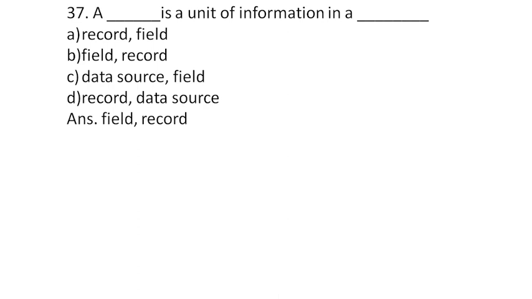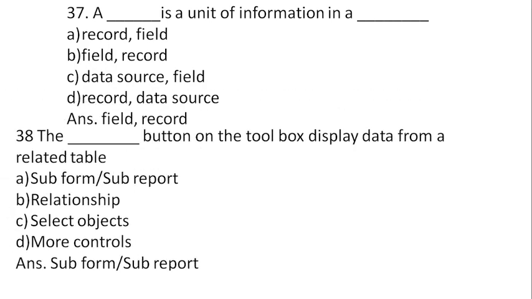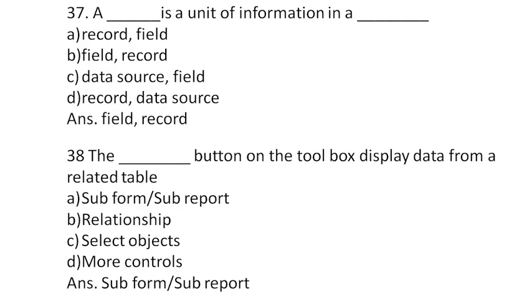প্রথম ব্ল্যাঙ্কসে আনসারটা হলো field এবং তার পরের ব্ল্যাঙ্কসে আনসারটা হলো record. Next, the dash button on the toolbox display data from a related table. Answer হলো sub from অথবা sub report.